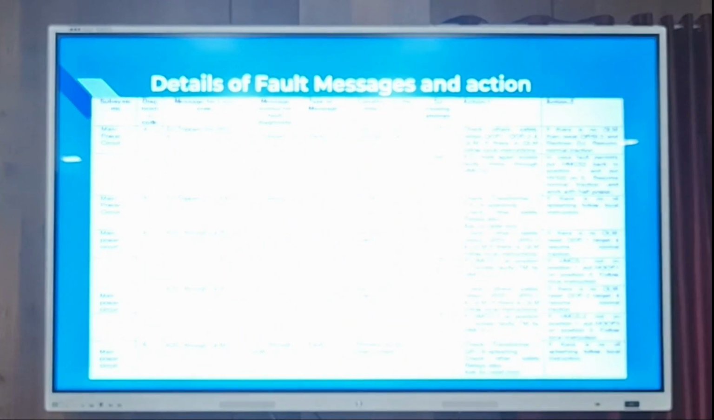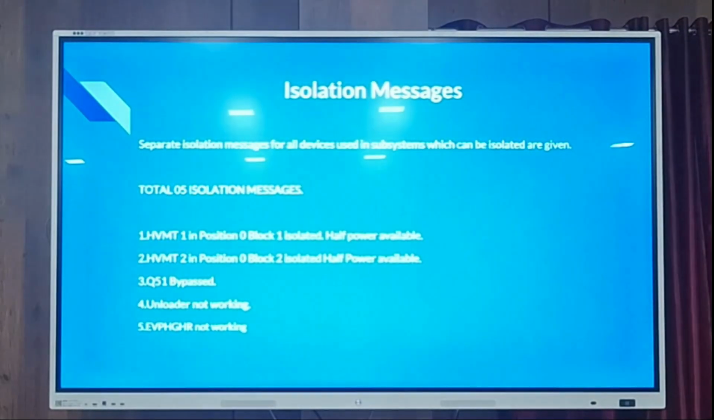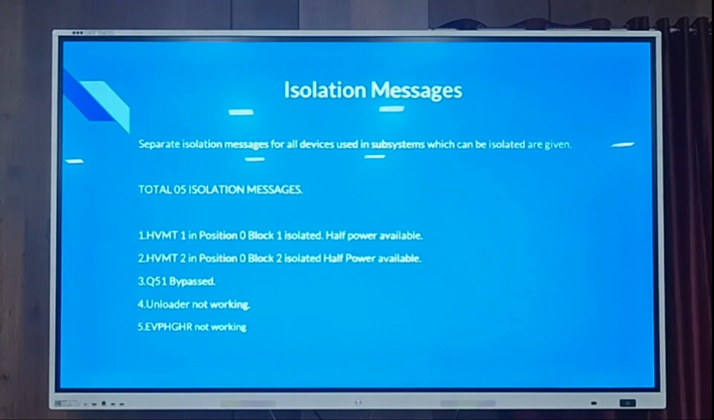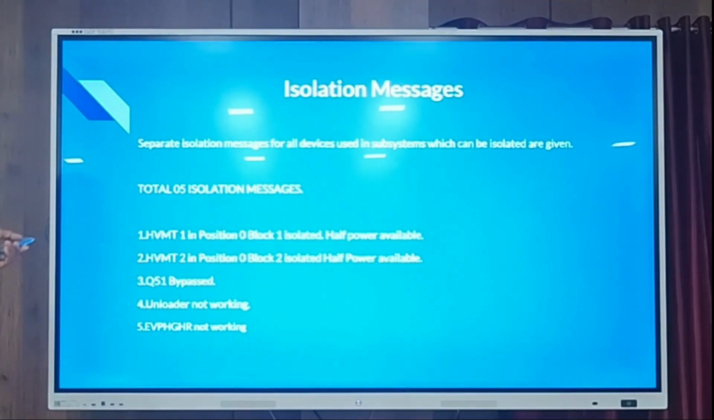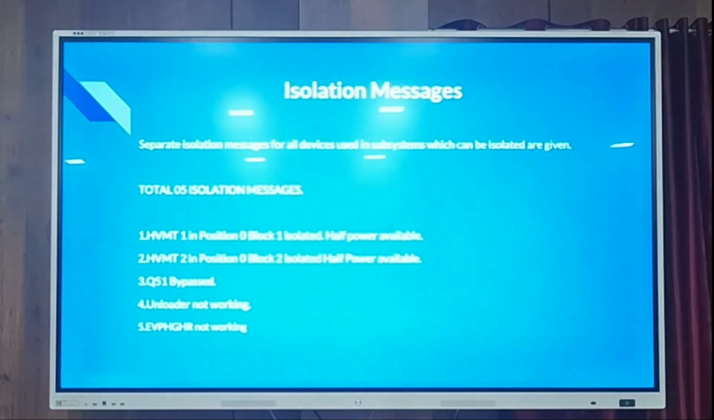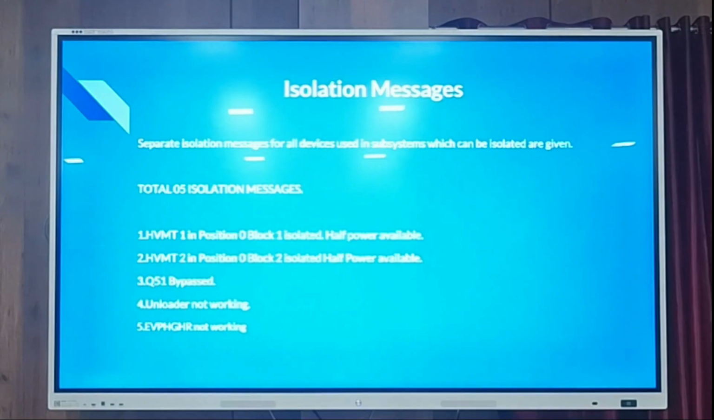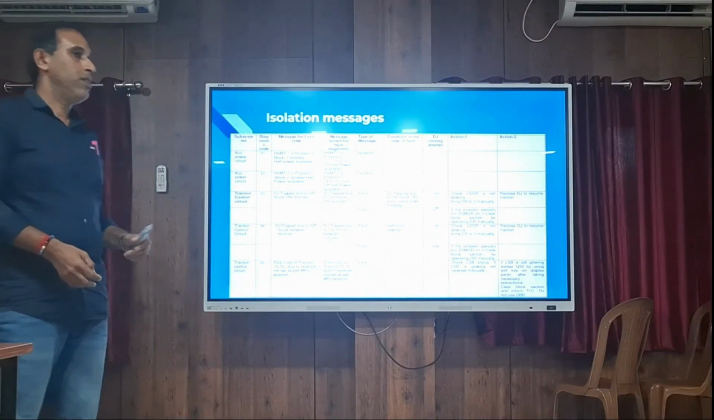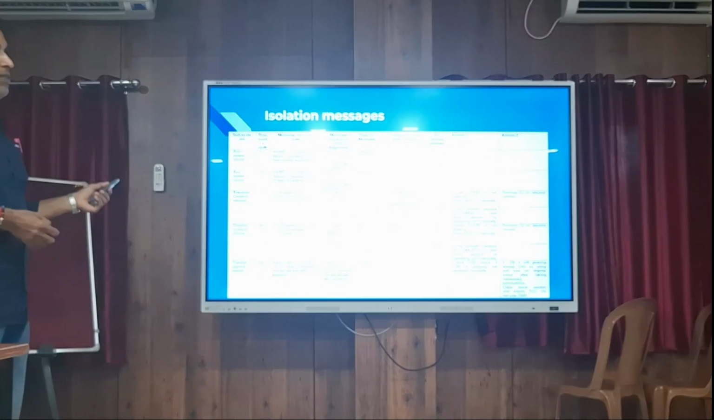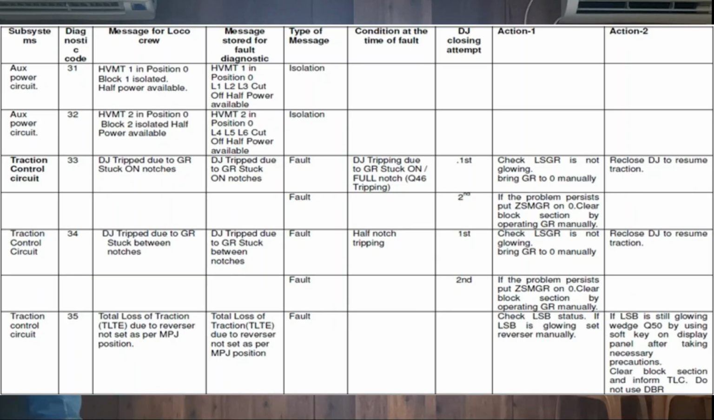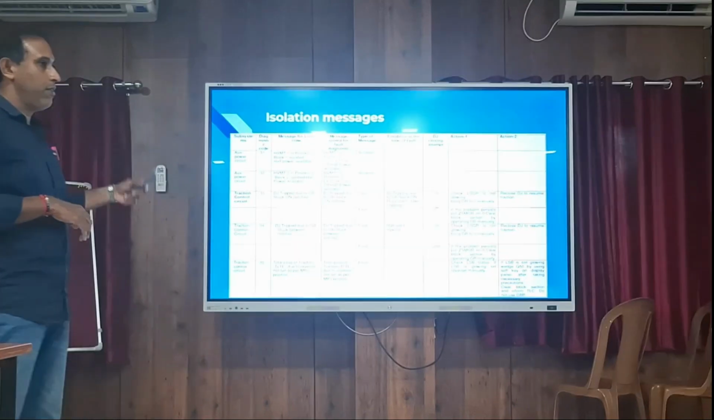So these are the fault messages. These are isolation messages. Of the total 190 messages, 5 are isolation messages. If any system or equipment is isolated, then the system will display an isolation message. That's all. This is not of much importance from the maintenance point of view. This is as per TC 119. RDSO has clearly defined which messages are to be grouped as fault, isolation and information. Based on this only, they have defined it there.